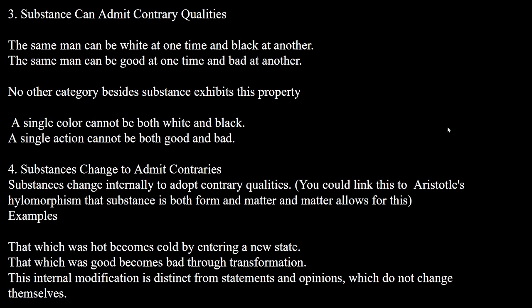Third, substance can admit contrary qualities. For example, the same man can be white at one time and black at another, and the same man can be good at one time and bad at another. No other category besides substance can have this property. Please note that. Because, for example, a single color cannot be both white and black. A single action cannot be both good and bad.